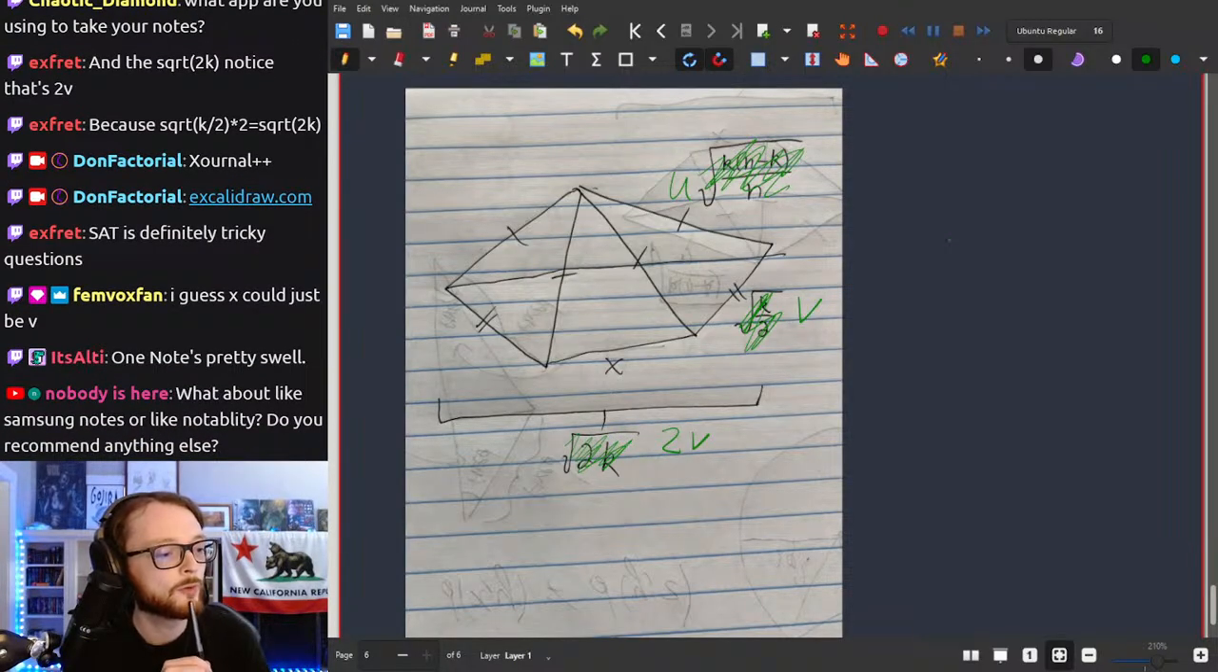Samsung Notes or Notability? I never heard of either of those. I was going with Journal++ because it's open source and free, as I think it's open source.